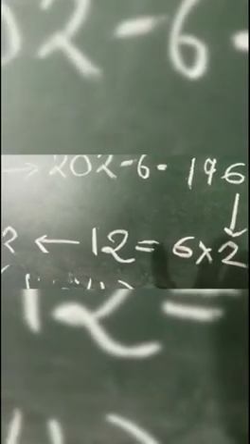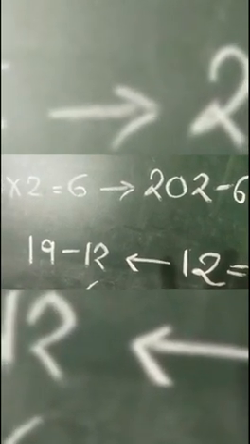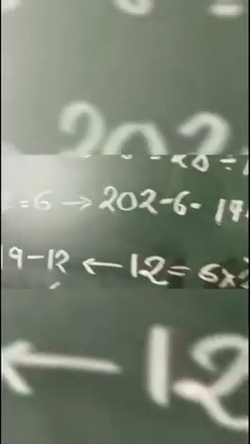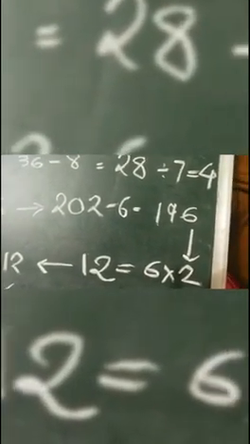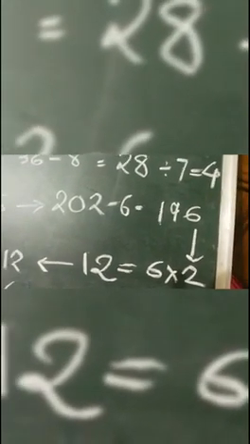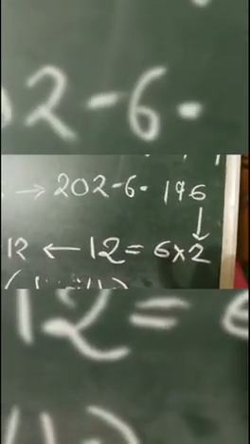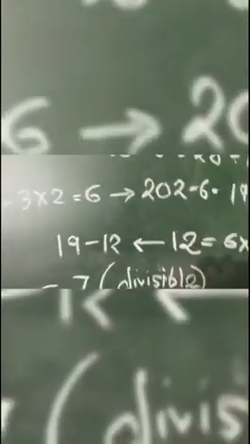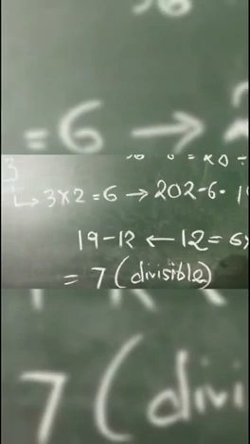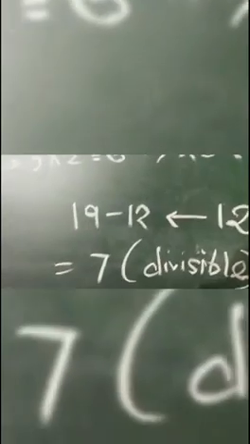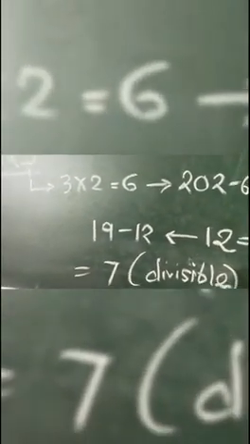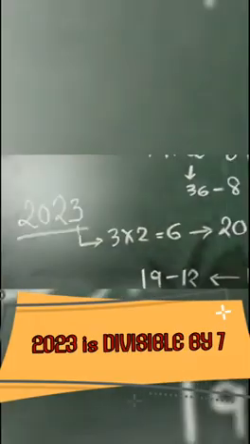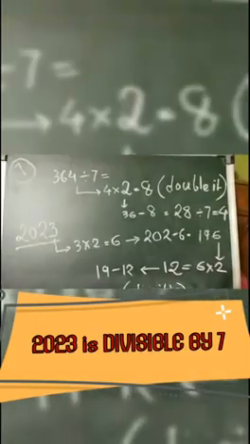6 into 2 we will get 12, and now if we subtract 12 from the remaining number, that is 19, from where we get the 19? Because 196, after the subtraction the remaining number was 196. So we will double the number, and with that 19 we will simply subtract 12 and we will get the final answer 7, which is very easy to understand, divisible by 7. So we can say that 2023 is also divisible by 7.